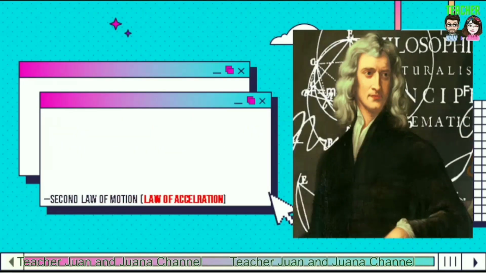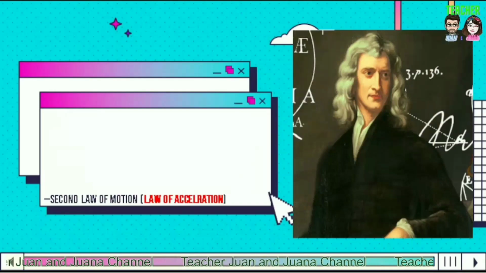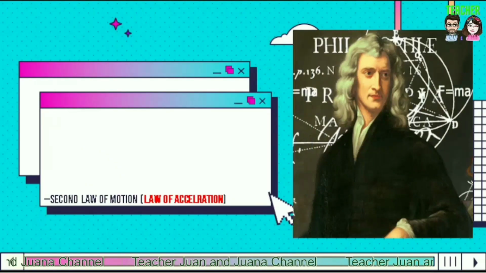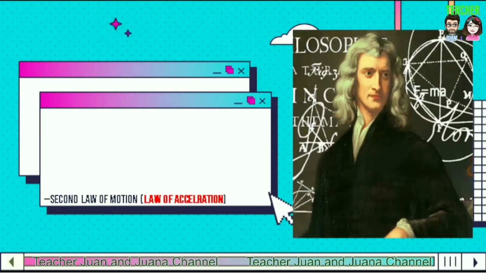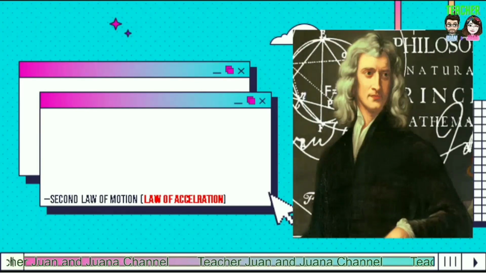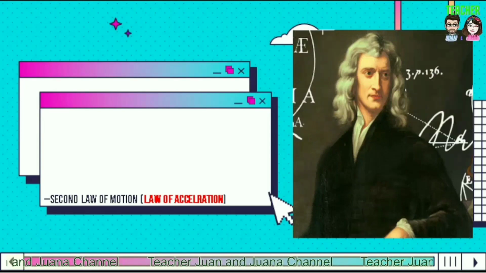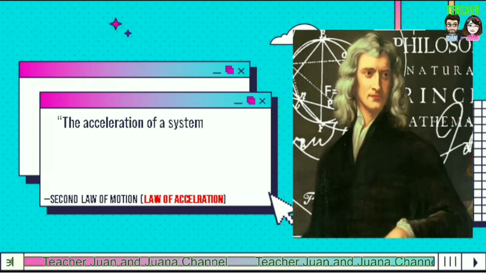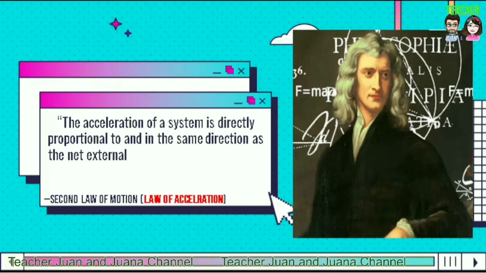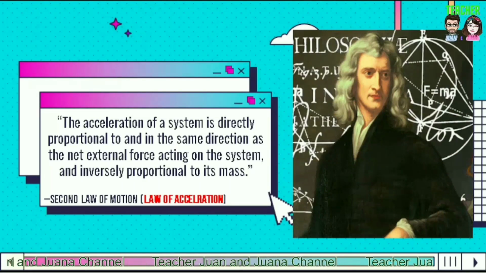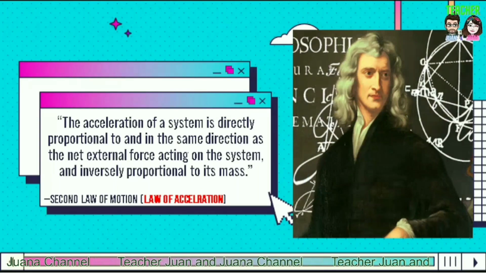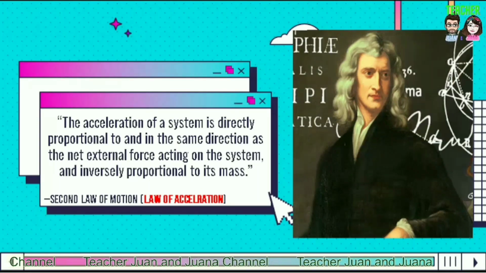Next, please state the second law of motion, or the law of acceleration. You can type your answer in the comment section. Very good. It states that the acceleration of a system is directly proportional to, and in the same direction as the net external force acting on the system, and inversely proportional to its mass.